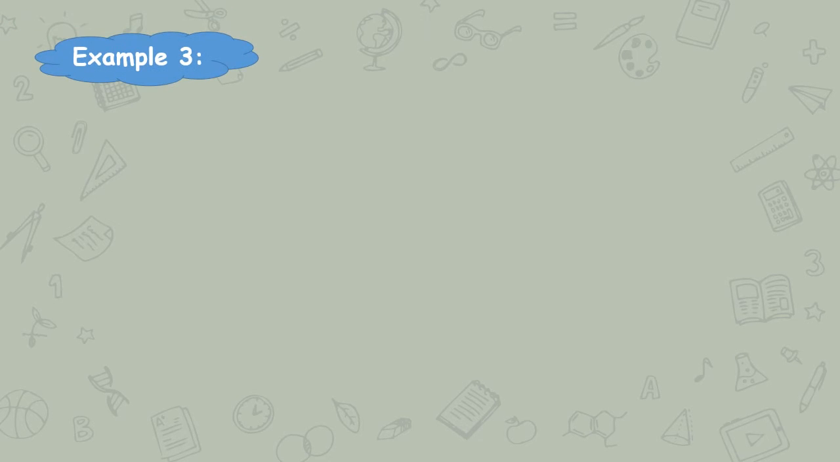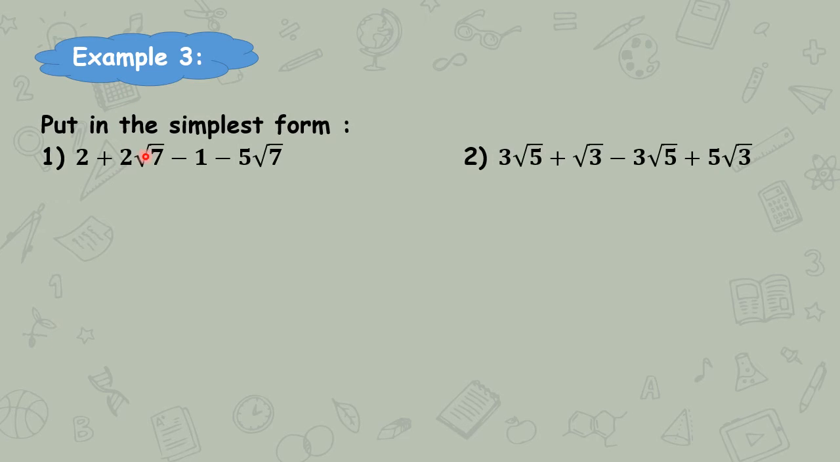Example number 3. Put in the simplest form. Number 1: 2 plus 2 root 7 minus 1 minus 5 root 7. Put the like terms in the same bracket. Which numbers are like terms? 2 and negative 1. Also 2 root 7 and negative 5 root 7 are like terms.